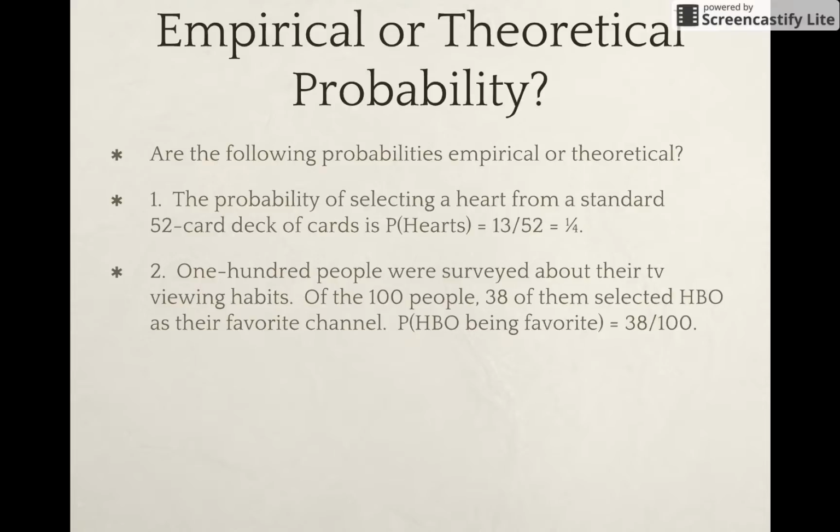First, consider the probability of selecting a heart from a standard 52 card deck of cards is 13 out of 52, or reduced to 1/4. Second, we'll consider 100 people were surveyed about their TV viewing habits. Of the 100 people, 38 of them selected HBO as their favorite channel. And the probability of HBO being favorite was found to be 38 out of 100. And again, we want to know, is this theoretical or empirical probability?